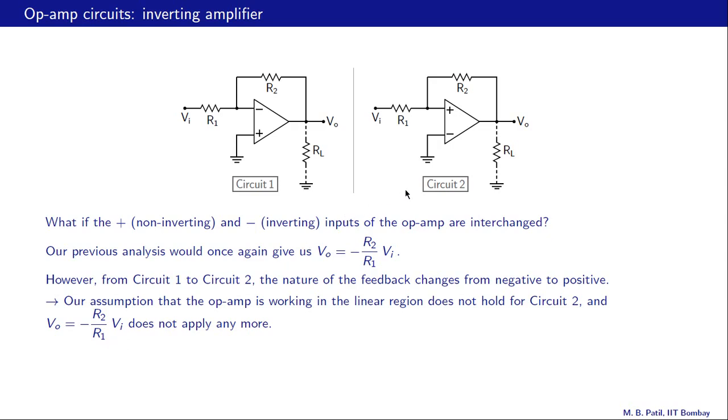In circuit 2, the feedback turns out to be positive, and with positive feedback circuits become unstable, and therefore the assumption that the op amp is working in the linear region does not hold for circuit 2, and all of this derivation goes for a toss. This relationship does not apply anymore, and therefore circuit 2 is not an amplifier. It turns out that circuit 2 is also useful for some other purpose, and we will discuss that later.